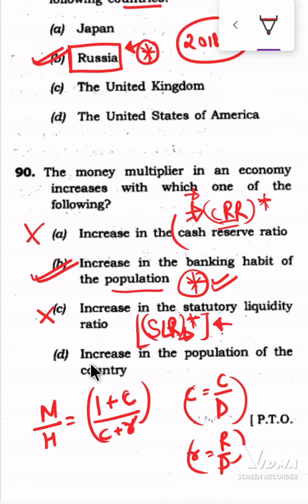Then option D says increase in the population of the country. No, only an increase in the population is not responsible for the money multiplier. You need to have people connected with your formal banking structure, formal lending institutions, and these formal lending institutions help channelize the savings of that population into the hands of the corporates and business houses. Since only a rise in the population is not the proxy for the money multiplier, we should not mark it. So the only right option is option B.